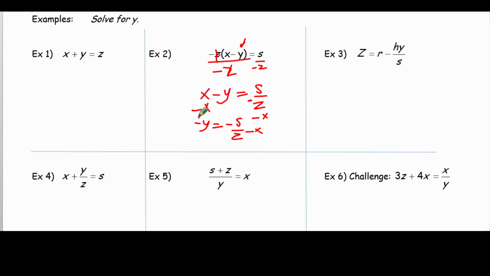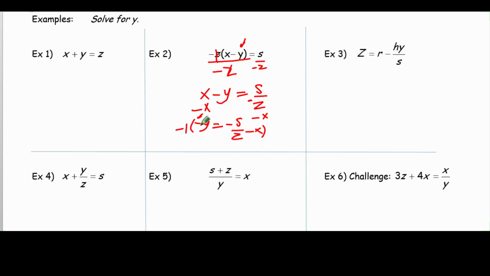We've got a negative. We don't want this to be negative y equals, we want it to be y equals. So you got two options. You actually have three. And the easiest, I think, is multiplying both sides by negative 1. A lot of people think of it as multiplying by negative. Well, negative isn't a thing. Negative 1 is a thing. So I can multiply both sides by negative 1.